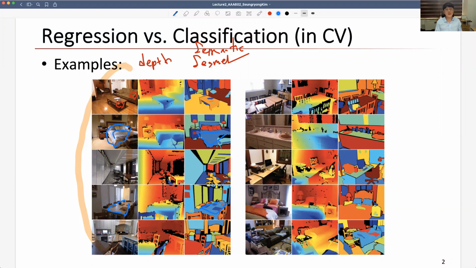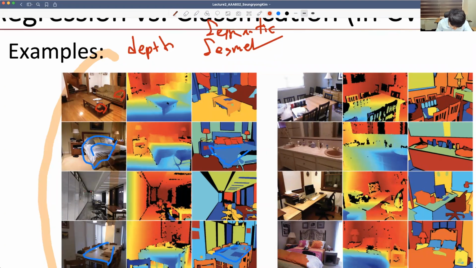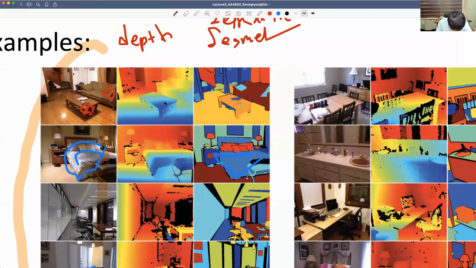Then what is the difference between the regression problem and the classification problem? The solution space of depth estimation is a continuous space. For each pixel, let's say this is the pixel P, the solution space of depth is a continuous space, something like 0 meters to 10 meters. So it's a continuous value.